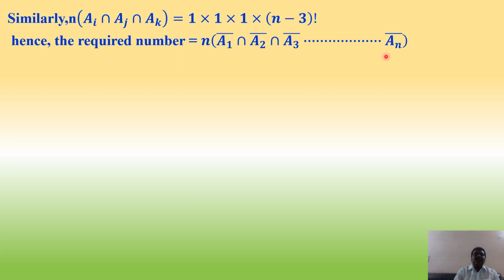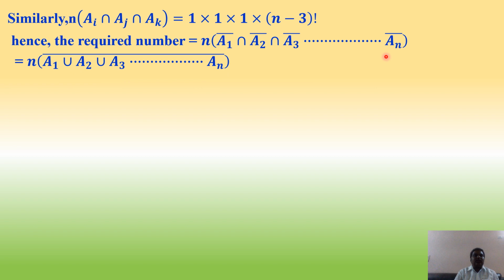That is why you need to find n of A1 bar intersection A2 bar intersection A3 bar intersection and so on up to An bar. This is your target. It is equivalent to what? Your 80% of the job is completed. So this is equivalent to n of A1 bar union A2 bar union and so on up to An bar, by the above De Morgan's law.